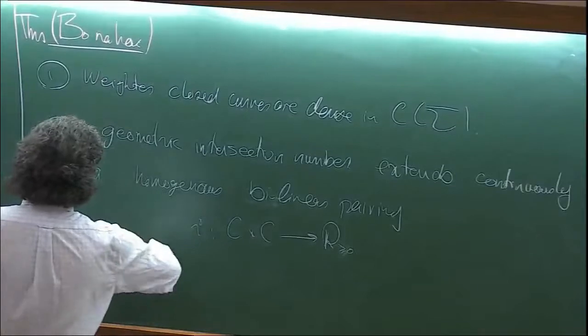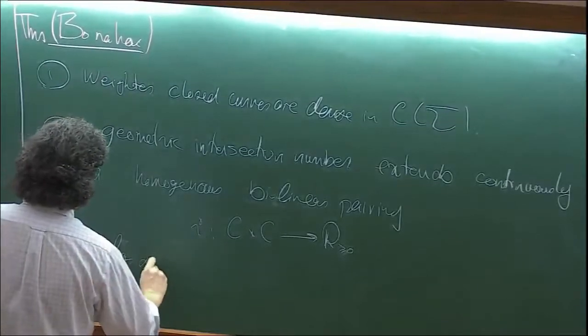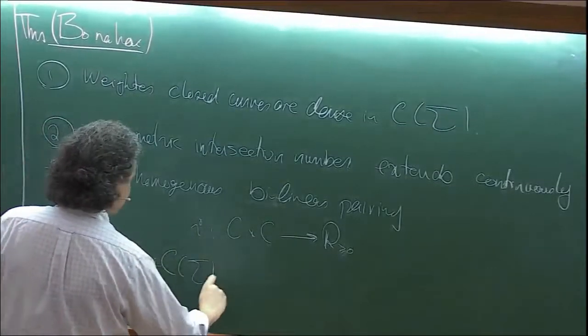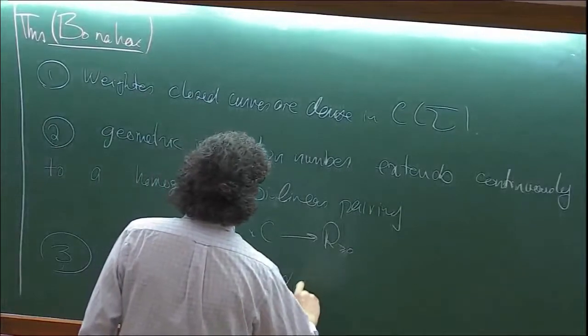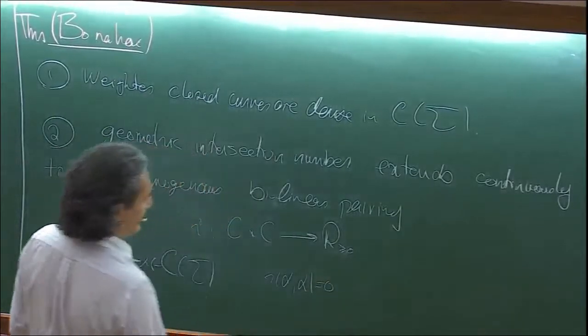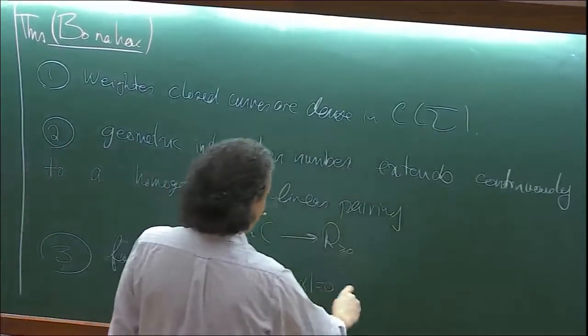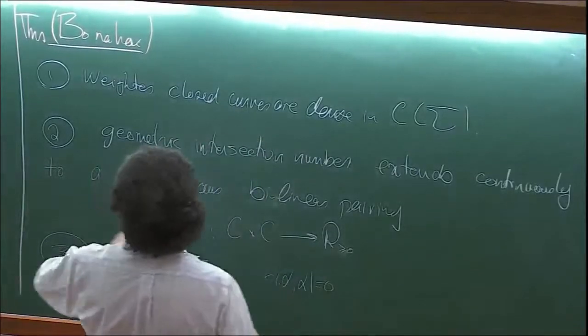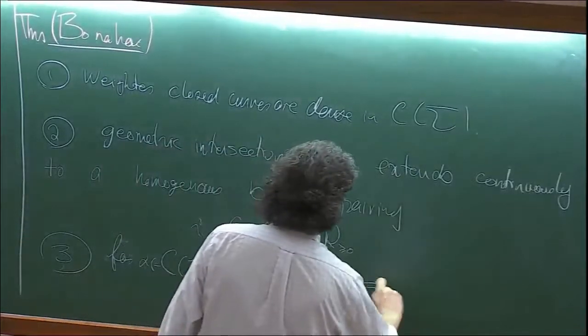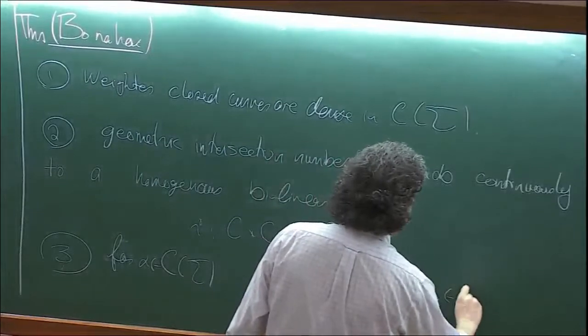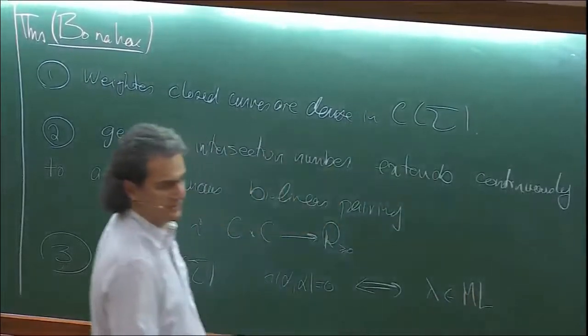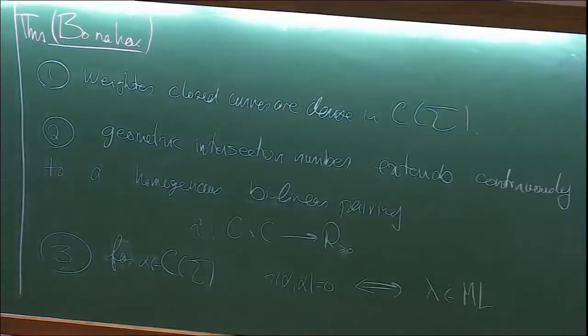And in fact, for alpha in the space of currents, the intersection of alpha with itself being equal to zero has a specific meaning. These are only simple closed curves and their closure, which is the lamination. So this is true if and only if lambda is in ML. So the only currents which have zero self-intersection number are these guys. So that's very good.